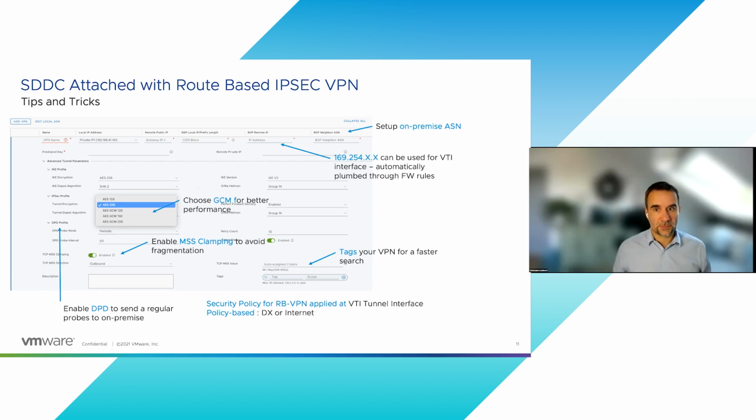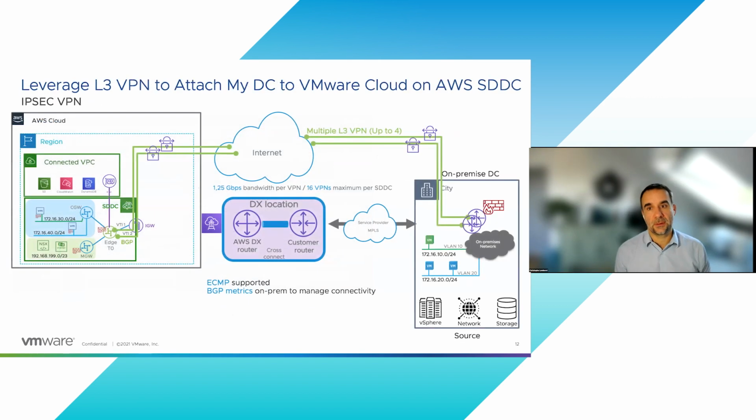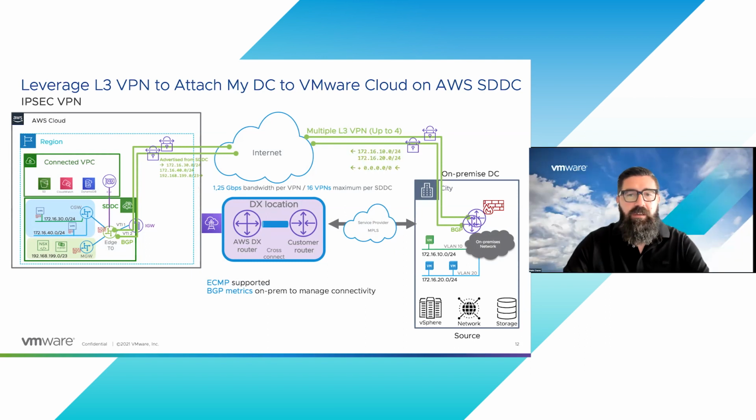So let's talk about multiple layer 3 VPNs, Pablo. Yeah, so right now we have another example because we can use different types of connectivity, as you mentioned, and in this example we can use IPsec VPN. As you can see here, you can add multiple VPNs, up to 4 L3 VPNs, and this will connect from your T0 to your on-premises router.